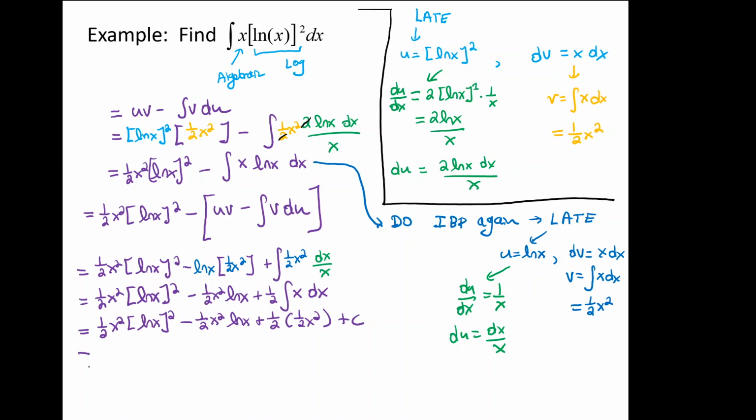And the last step, simplifying. Just going to copy those first two terms. I don't need to change anything. And for the last term, the only thing to change is 1/2 times 1/2 is a quarter. Simplify that: 1 over 4 x squared plus c.